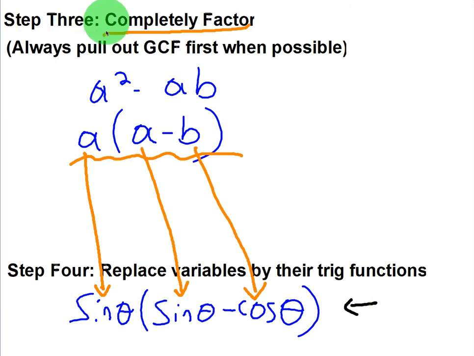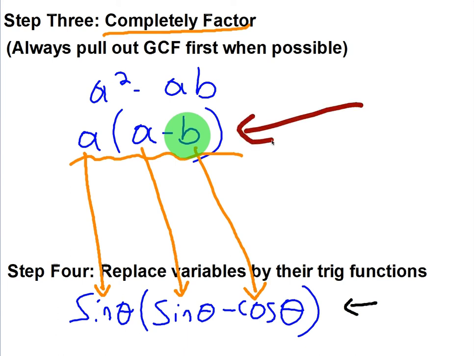This leads us to step 3, which is to completely factor what we have. Notice it says always pull out a GCF first when possible. That's always the first step for factoring. So guess what? A squared and ab have an a in common. So I'm going to pull an a out of them. We're then left with a minus b inside of the parentheses. And that's all the factoring you can actually do. Once you get to this point right here, you've factored it completely.